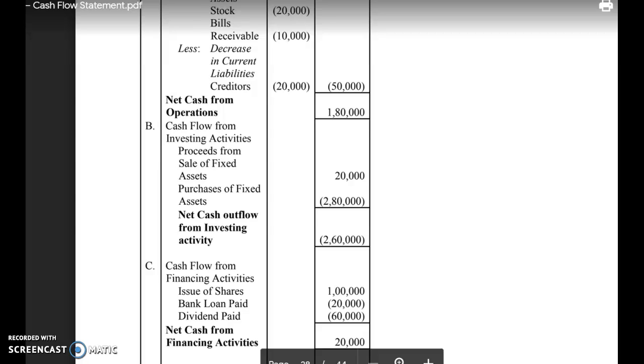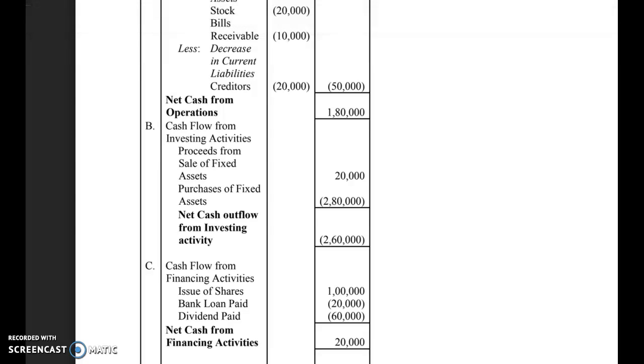Dear student, let's understand the last part of this statement, that is the calculation of cash flow from financing activities. Now, as you all know, financing activities involve cash inflow and cash outflow from the capital items, and those are from the shareholders' fund as well as from the loan or debt capital.